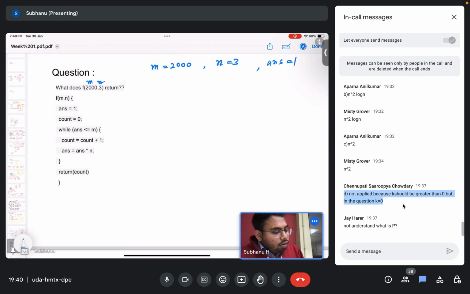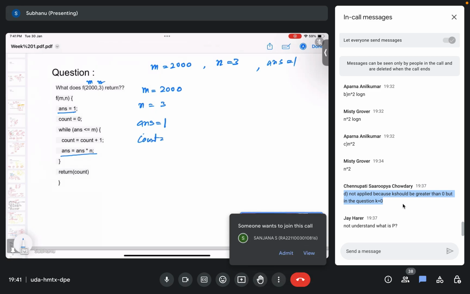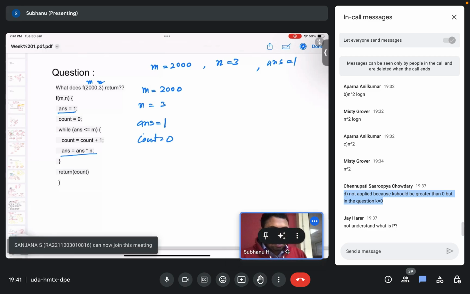So here they are always doing answer is equal to answer into n. Answer is starting from 1. So m is equal to 2000, n is equal to 3, answer is equal to 1, and count is equal to 0.